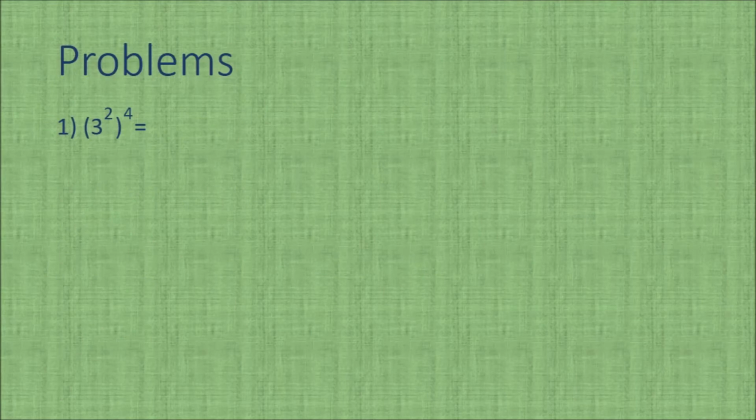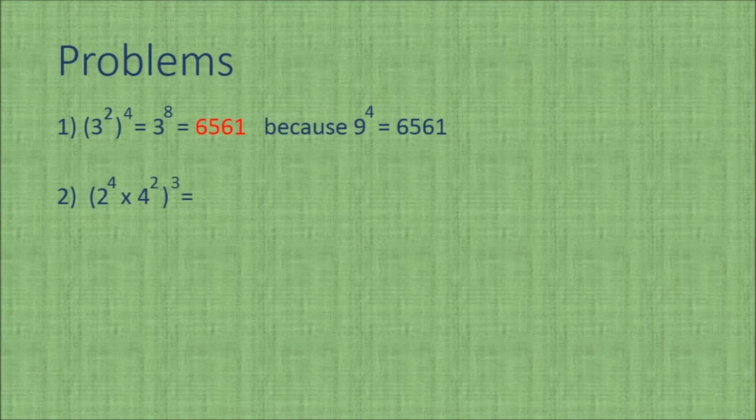So let's look at some sample problems. Number 1, if you had 3 squared to the 4th, you would multiply the 2 times the 4 and you get 3 to the 8th. It's pretty simple, and 3 to the 8th equals 6,561, which I doubt your teacher would expect you to do on paper. You'd probably be able to use a calculator. This is true because if you did 3 squared, you get 9, and 9 to the 4th is also 6,561.